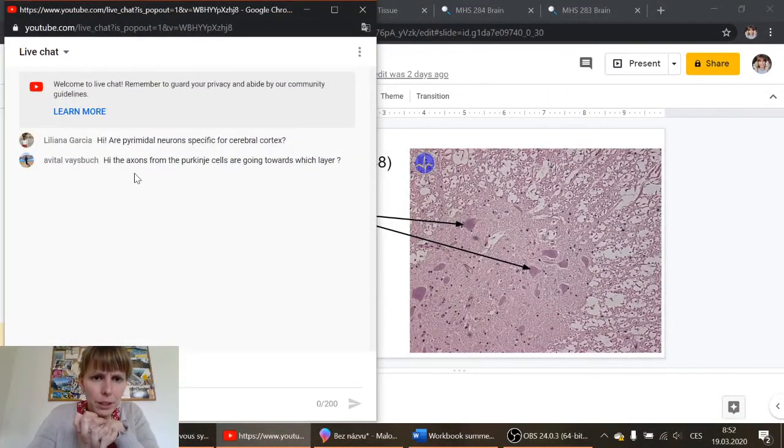Axons from the Purkinje cells. Okay, so sorry, we have one more question going back to the cerebellum. So before we go to the spinal cord slide, let's get back to that. Purkinje cells have axons, and the question is, where are they going? The answer is they are going into the white matter.